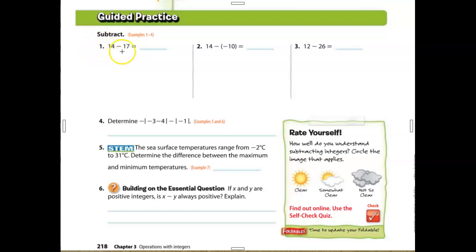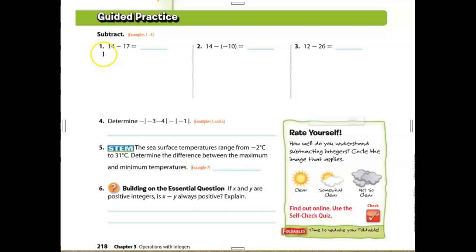Okay, let's go ahead and look at number 1. Please go back and look at examples 1, 2, 3, and 4 to help you with these items. Now today we're practicing writing equivalent addition expressions to help us solve these problems. You may also use counters, you may draw number lines, but first thing I'd like you to practice is writing the addition expression.